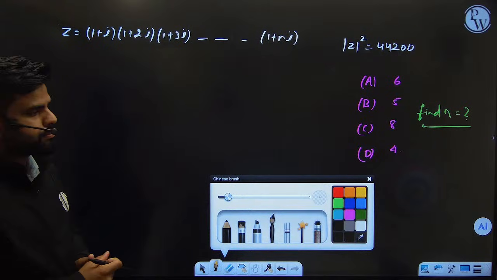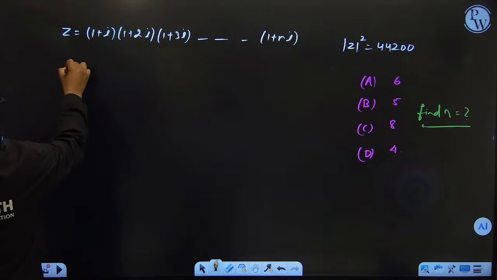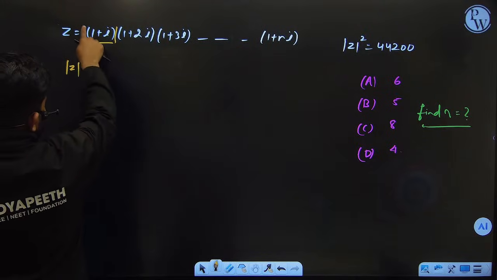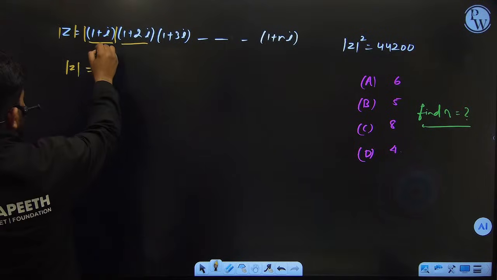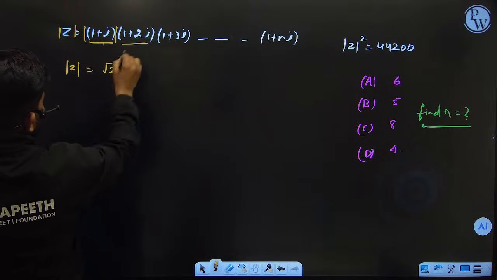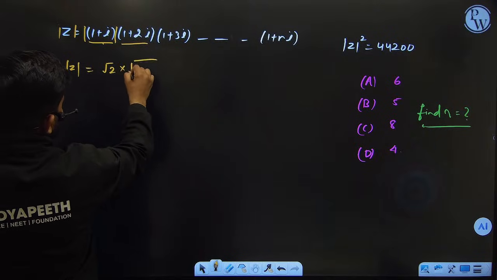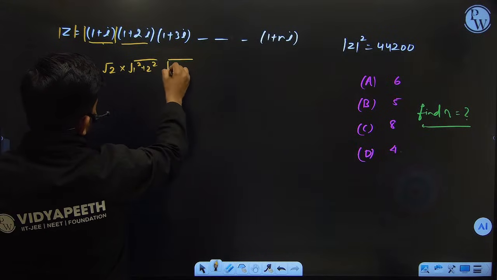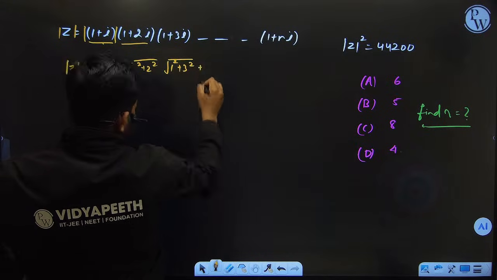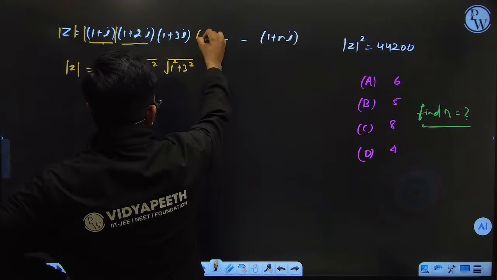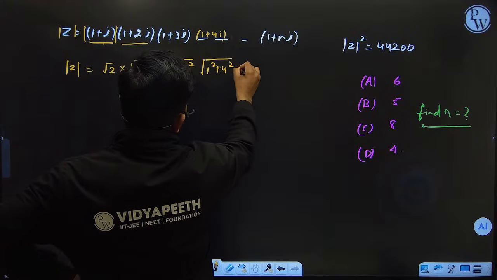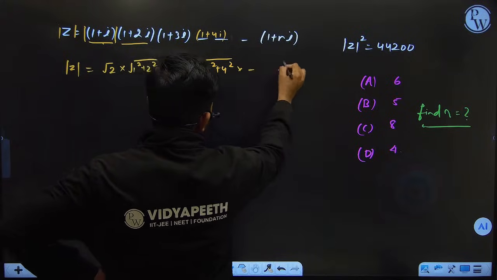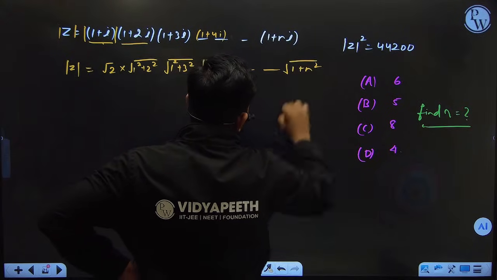One complex number is given, z equals this, and we have mod z square. If we take the modulus, we can take the modulus of the first part, then the second, then the third, in this way. The modulus of the first will be root 2, then 1 square plus 2 square, then 1 square plus 3 square, then the next number will be 1 plus 4 iota, so it will be 1 square plus 4 square, and so on, continuing till 1 plus n square.